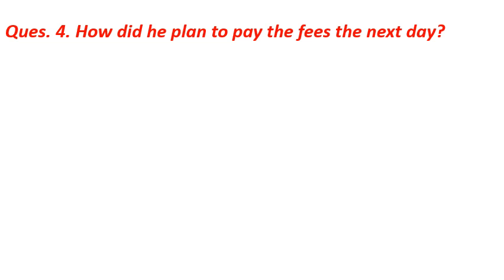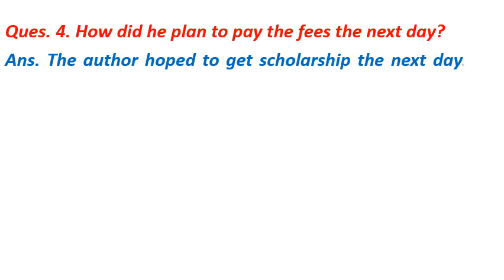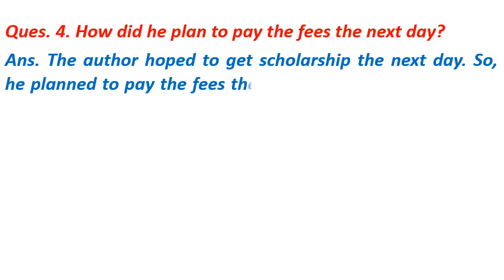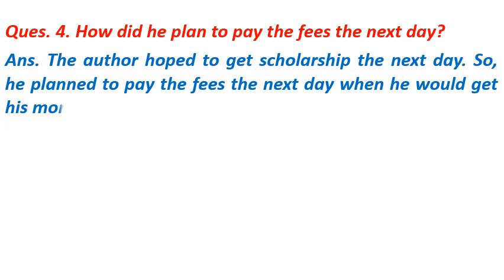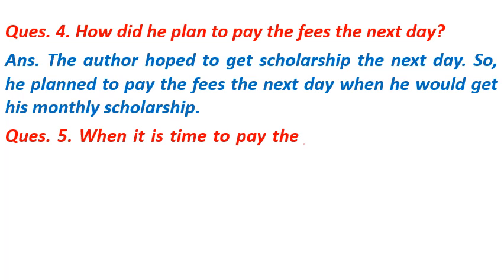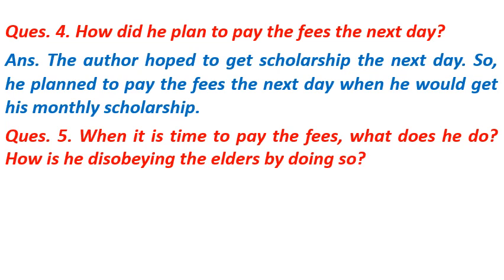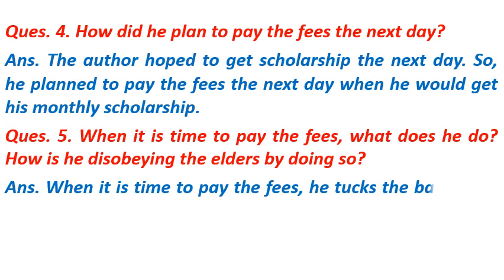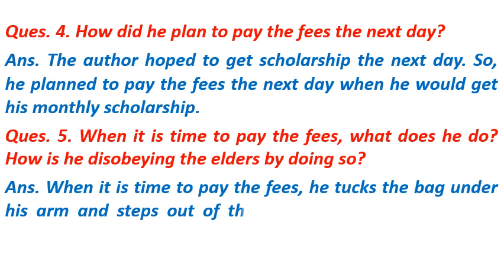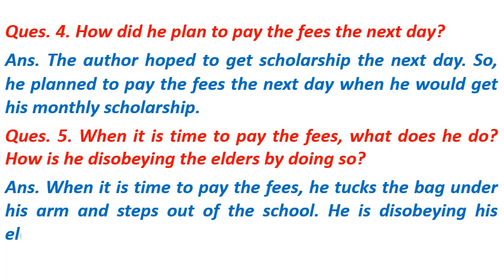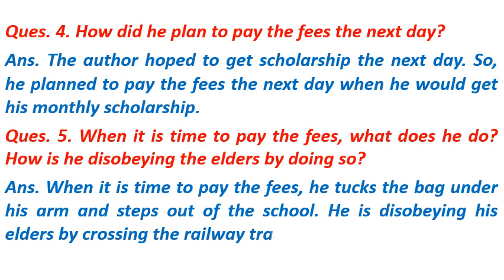Question number 4 is, how did he plan to pay the fees the next day? The answer is, the author hoped to get the scholarship the next day. So he planned to pay the fees the next day when he would get his monthly scholarship. Question number 5 is, when it is time to pay the fees, what does he do? How is he disobeying the elders by doing so? The answer is, when it is time to pay the fees, he tucks the bag under his arm and steps out of the school. He is disobeying his elders by crossing the railway track.